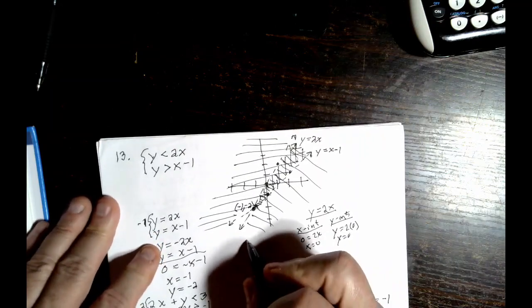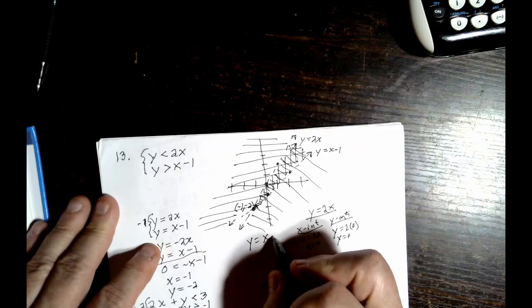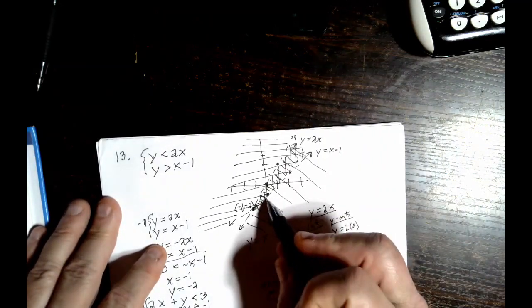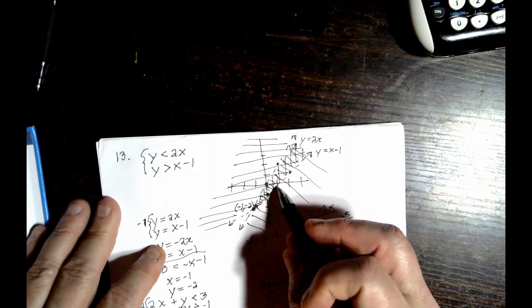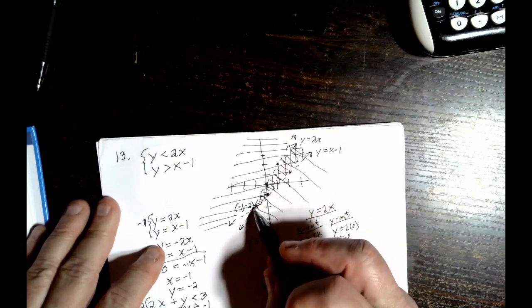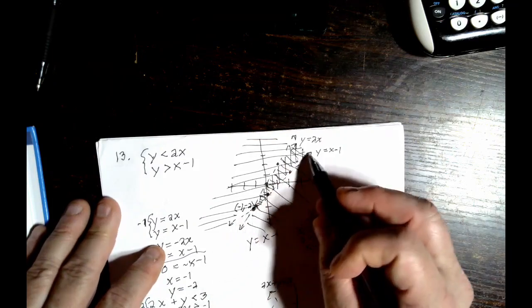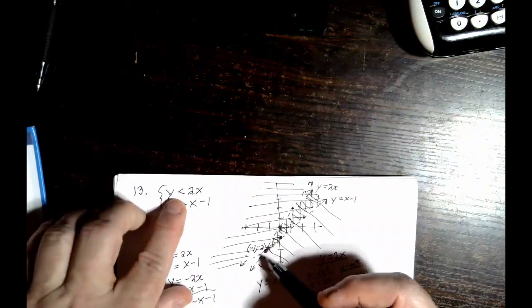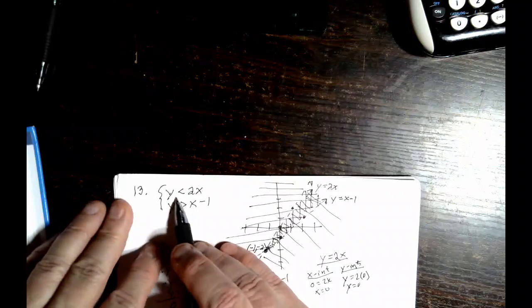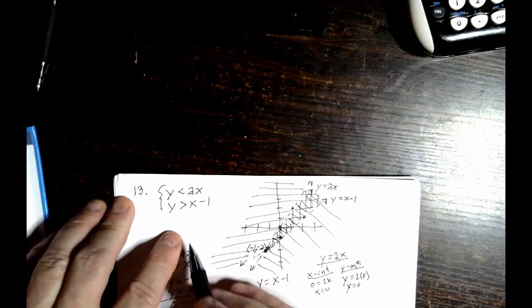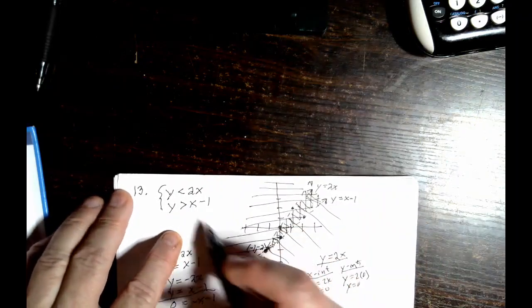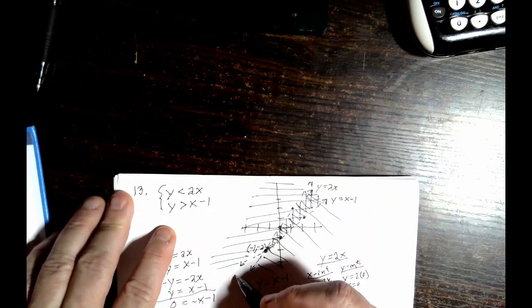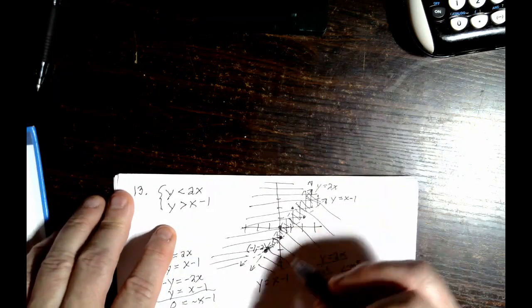Then the other one is y equals x minus 1. Well, we know it crosses the y-axis at negative 1. And we already know it crosses at negative 1, negative 2, so that's good enough. We can graph it. Now, how do we graph this thing? Well, remember, if you have equality as well as less than or greater than, you draw a solid line. But if you have strictly less than or greater than, you draw a dotted line.